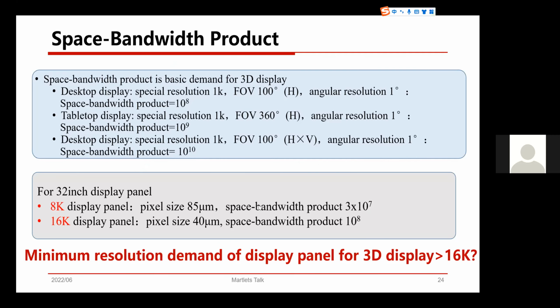Another problem for a large viewing angle is the space bandwidth product. In an ideal 3D display, the spatial resolution needed for a large viewing angle needs to be at least 10^8. However, in commercially available display panels, for example, at 32 inches, the highest resolution that we can purchase from the market is 8K, which corresponds to 10^7. So the space bandwidth product is limited. So without enough bandwidth product, how can we produce a 3D display without enough information?